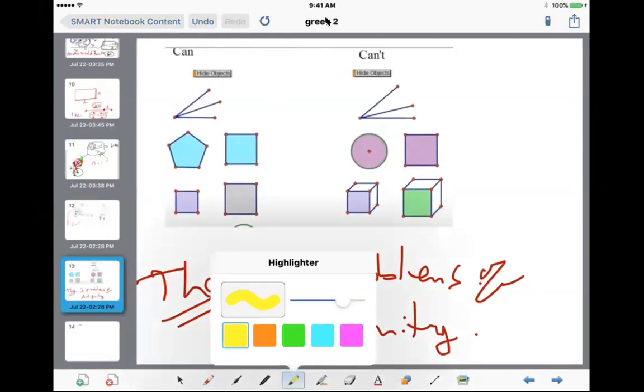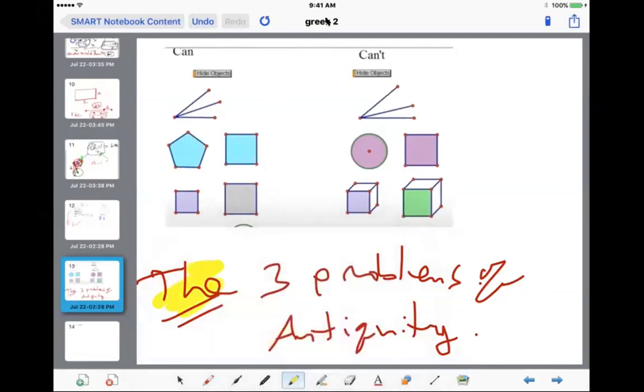There are only 3 things that are known as the 3 problems. It's like the 7 wonders of the world. I mean, the 3 problems of antiquity. These 3 problems kept mathematicians busy for 2,000 years. So they were first proposed in like 300 BC, and they were not resolved until the 17 or 1800s.